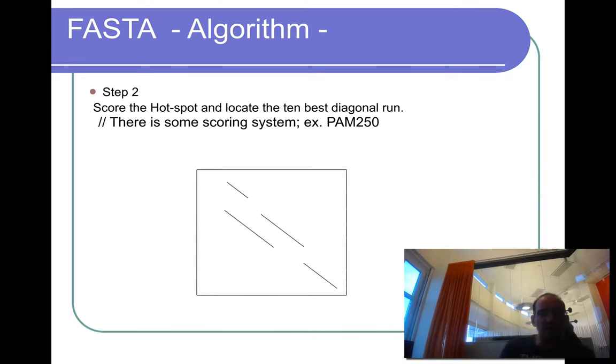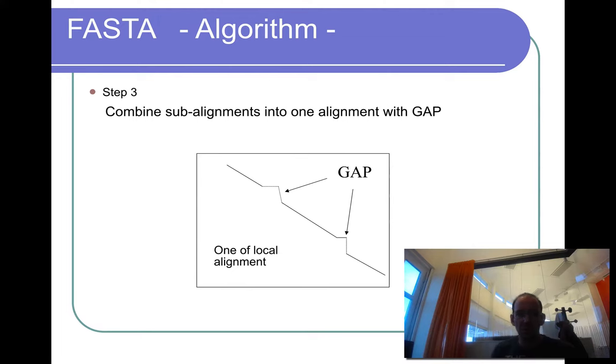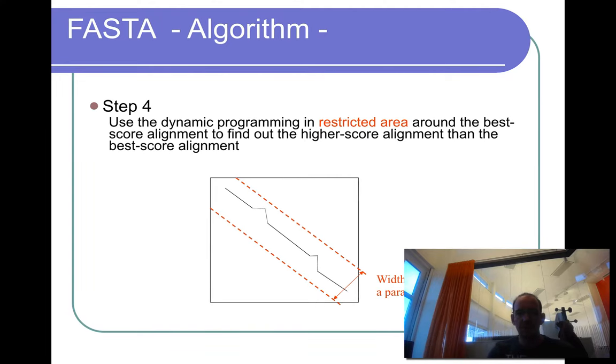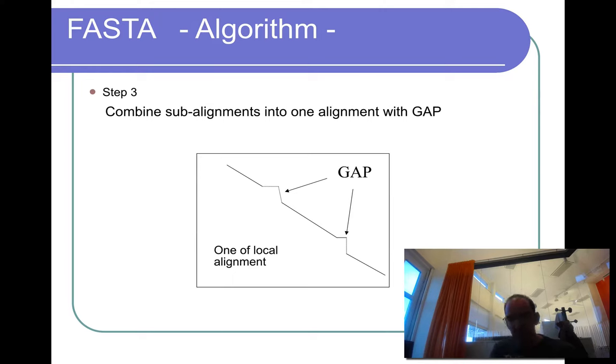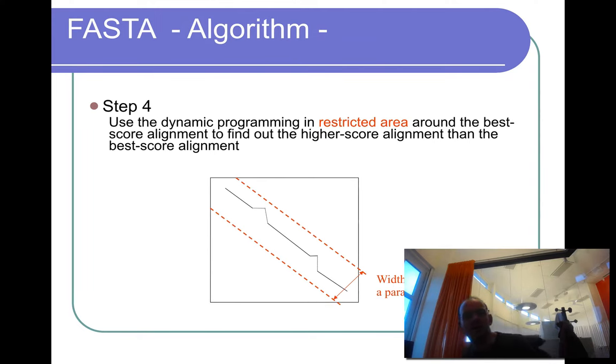In the second step, you take the hotspots and add them together, and you find normally the 10 best diagonal runs, using also some scoring system like PAM 250. So you find the 10 best ones. In the third step, you try to combine these using some gap penalties. You calculate the gap penalties, and you have to assume there are gaps in both directions in this case. Then in the fourth step, you take what's called the restricted area, which includes all these alignments and this diagonal, and the width of it is a parameter you can tune. You do dynamic programming only in this area, not globally. Of course, the wider the area is, the slower it is, and the narrower the area, the more risk that you don't find the optimal alignment.